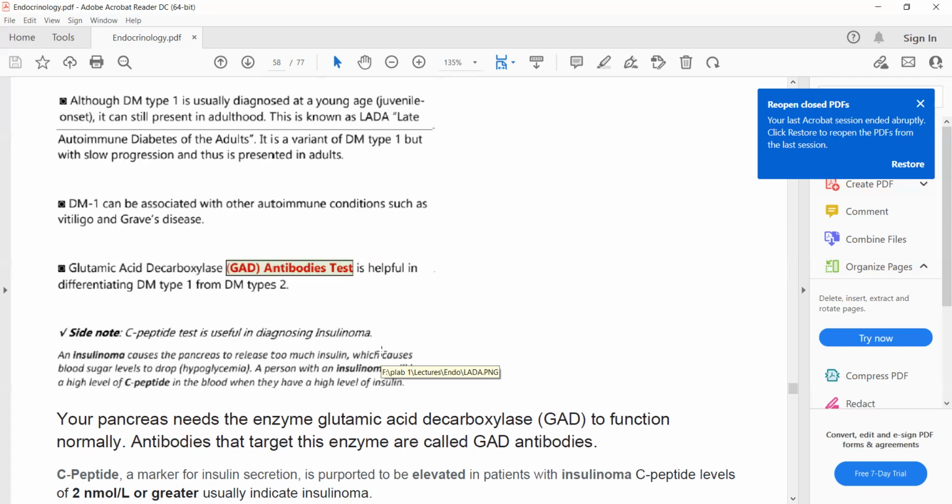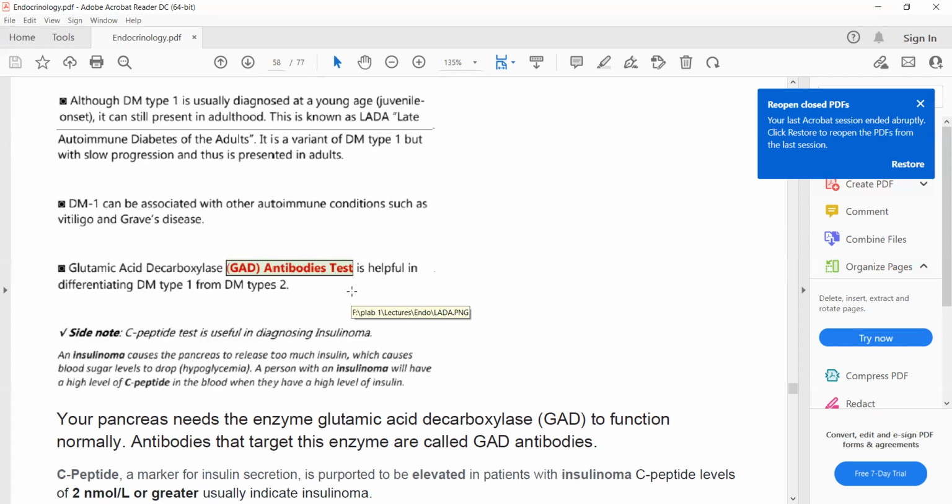Okay, so you're saying any type 1 diabetes in adults? Yes, any type 1 diabetes that is diagnosed in the adults is LADA, late onset autoimmune diabetes mellitus. Okay, but then what about MODY that we just spoke about? MODY is type 2 diabetes mellitus, not type 1. Got it. Thank you. How are you going to differentiate if it's type 1 or type 2? Either they will mention it in the scenario or they will give you the result of this test, which is called GAD antibodies test.